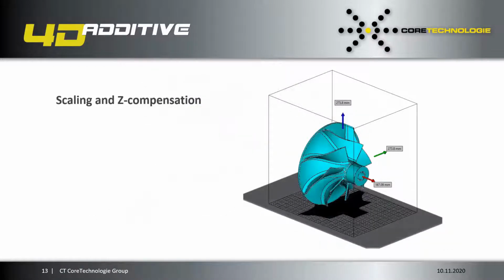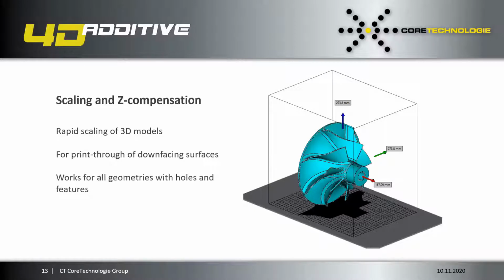So the next new function which has been integrated in for the additive is scaling and Z compensation. So in the newest version, you are able to make a rapid scaling of 3D models. You can print through, because this is for sure the Z compensation. This is definitely necessary for print through of down-facing surfaces. And that works for all geometries with holes and features. And this is definitely an easy and efficient configuration and easy to use.